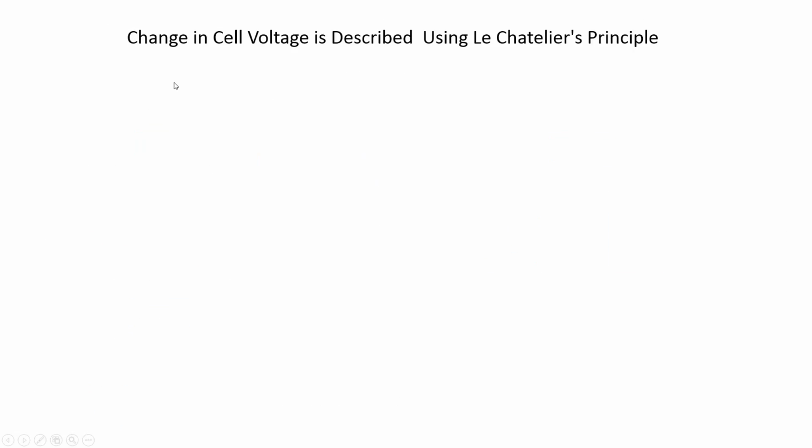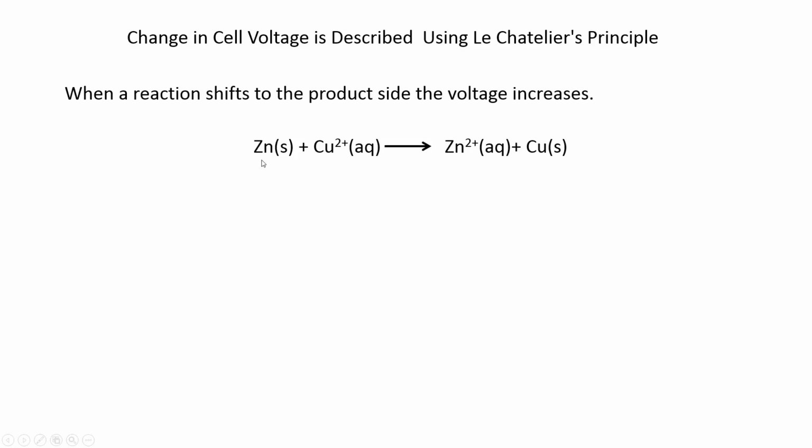A very good way to get a description of voltage increase or decrease as concentration changes is using Le Chatelier's principle. In the system that we looked at, where zinc is giving electrons to copper 2+, we noticed that when we increase the copper ion concentration, we saw an increase in cell voltage. In terms of Le Chatelier's principle, if you were to increase this reactant concentration, the equilibrium would respond by shifting to the product side. Anytime there's a shift to the product side, we will observe an increase in voltage.